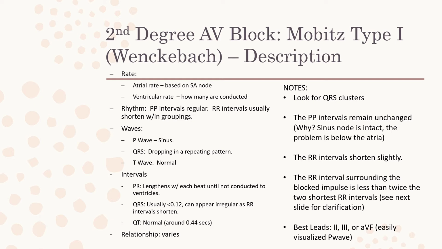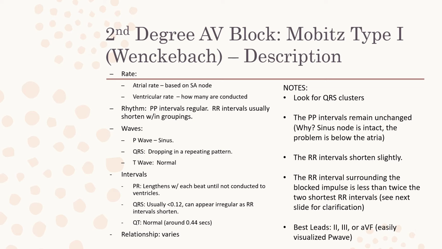As we said, if the conduction varies, the relationship between P's to QRS is going to vary. So look for QRS clusters. The P to P intervals remain unchanged. Why? Because the sinus node is fine. The problem is in the AV node.